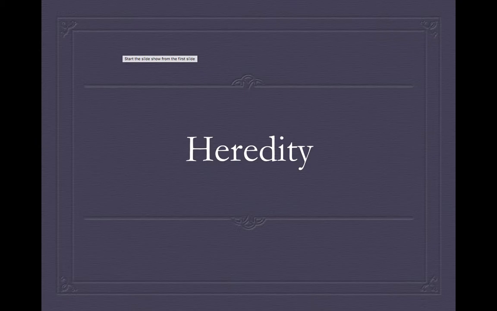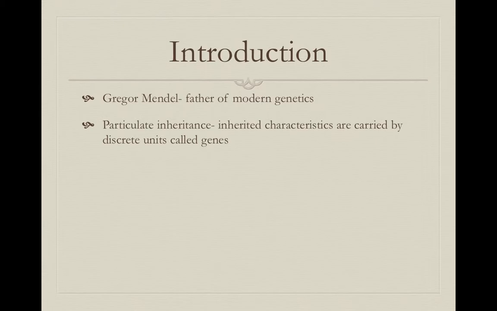So this week I'm going to start talking about heredity, and heredity is a really big unit, so I'm going to actually break it up into two different videos. Just a really brief introduction about heredity. Gregor Mendel, he's the father of modern genetics, and he actually had his own pea plant experiment where he discovered alleles and genes and so on and so forth. And just another definition, particulate inheritance is when inherited characteristics are carried by discrete units called genes. And that's another thing Gregor Mendel also discovered.